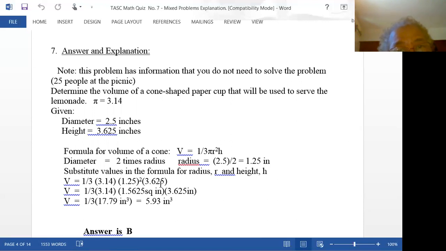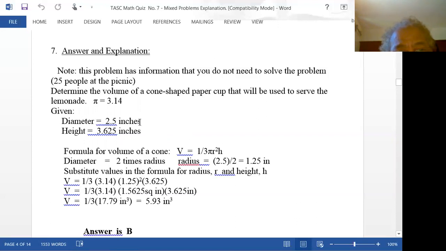Okay, you're serving lemonade and you're serving it in cone-shaped paper cups. And the problem here, you want to find the volume of that cone-shaped paper cup. Now, the volume of a cone you need, and that's also on your reference sheet, right here, is volume equals 1/3 times pi r squared h.